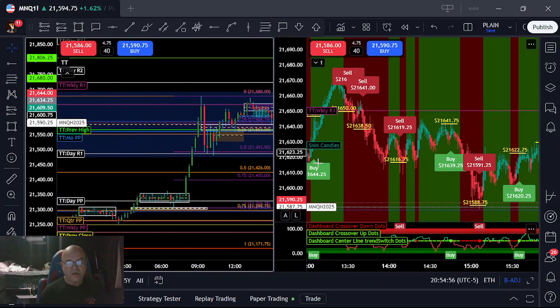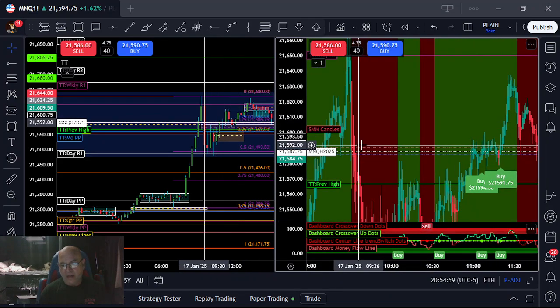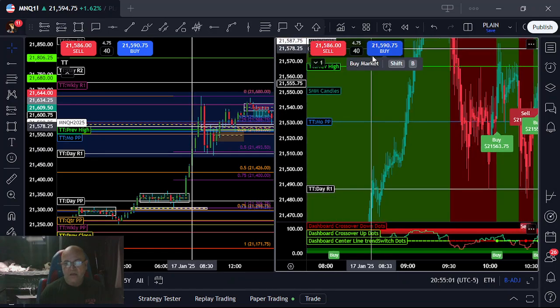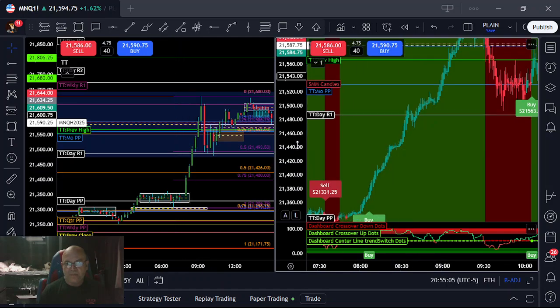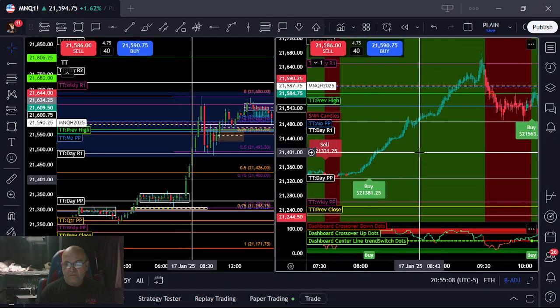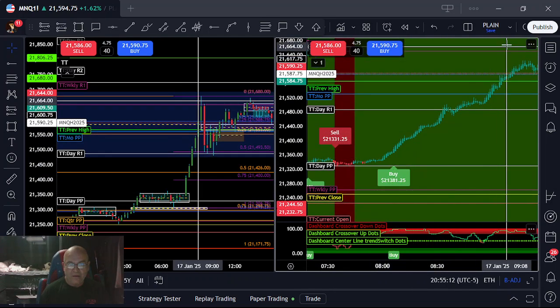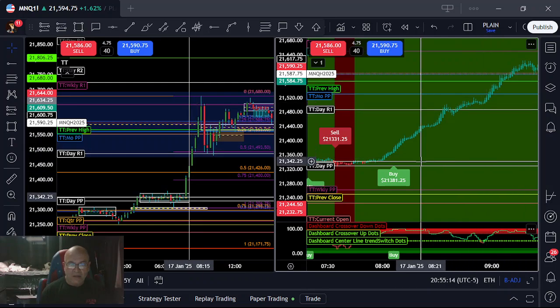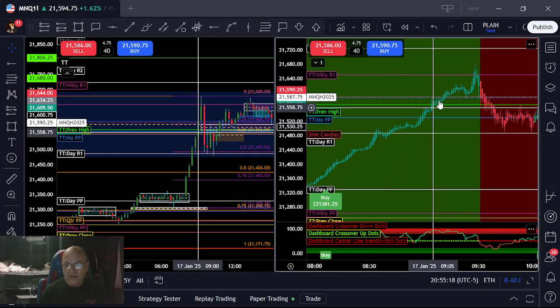Well, when did this start going up? 8 o'clock in the morning. I didn't look back here and see where everything was. You only got one buy signal on that push up. Momentum never shifted for you to get another buy signal.